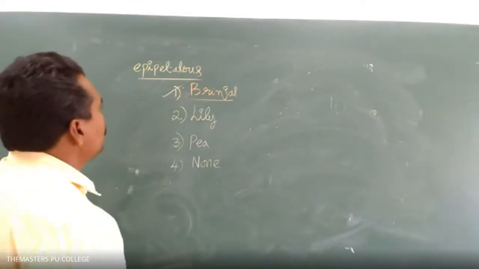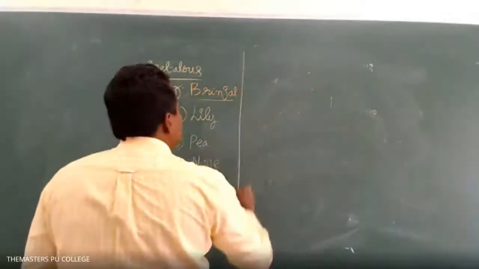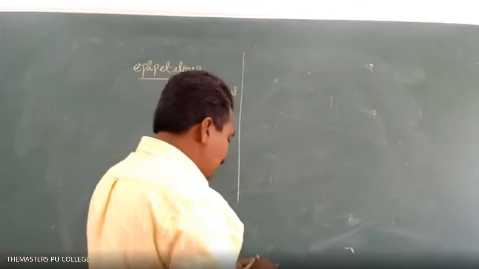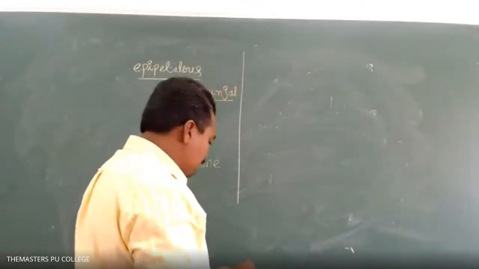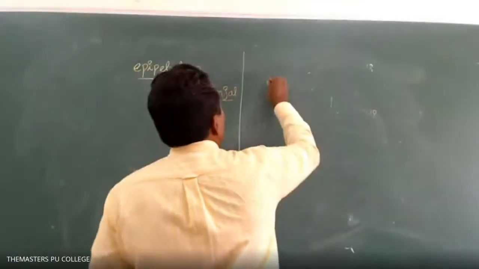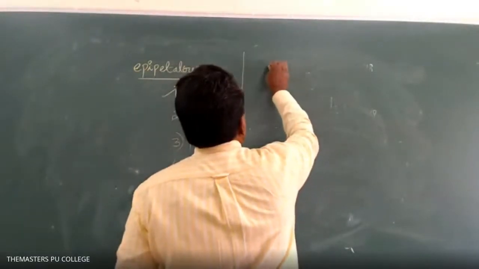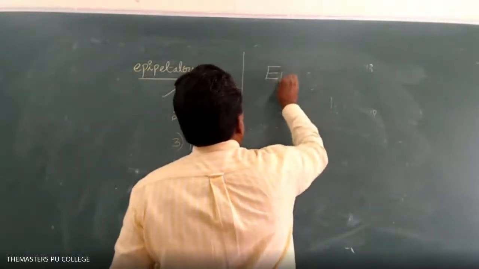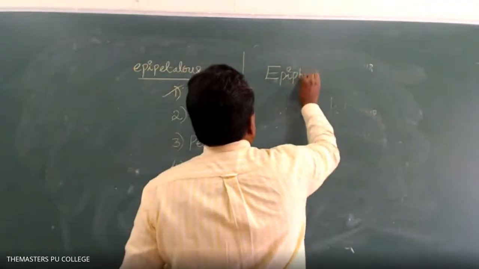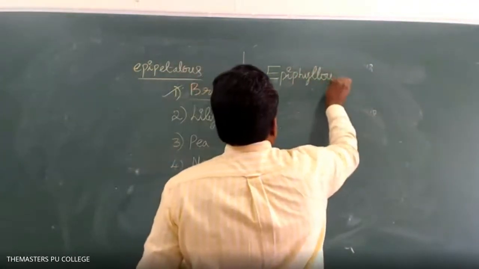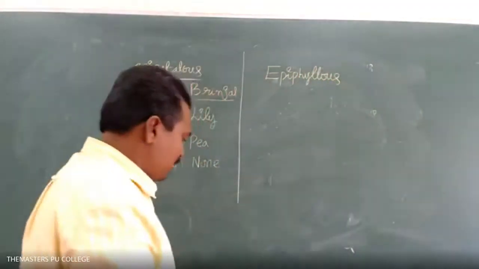Right. In some plant species, the stamens are attached to the perianth. When the stamens are attached to the perianth, that is called epiphyllous.